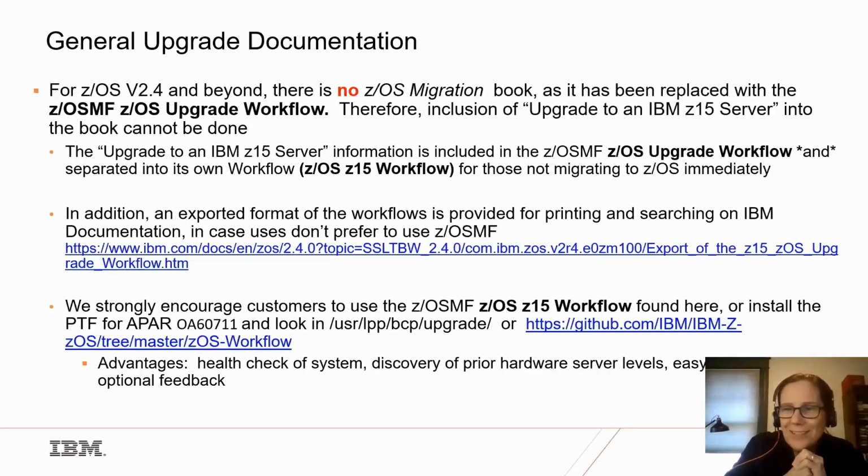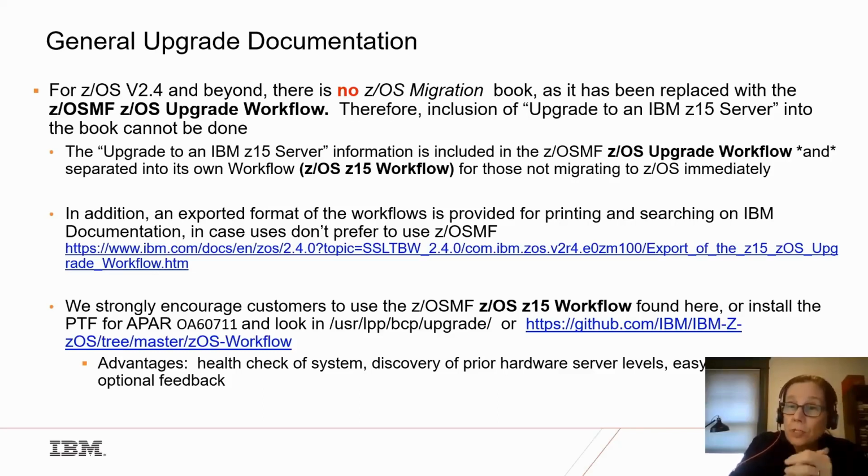So where is the official documentation found for upgrading z/OS to run on the new latest and greatest level of the hardware? There is no migration book anymore, as you know. We've converted everything to use a z/OSMF upgrade workflow. And we have an upgrade workflow that is specifically written for the z15, and it's its own workflow. We've also taken the z15 upgrade workflow steps and put them into the larger z/OS upgrade workflow. So you can find it in either one of those locations if you like.